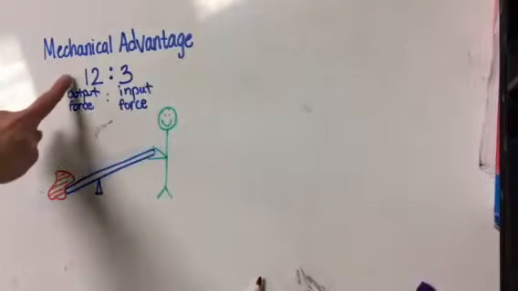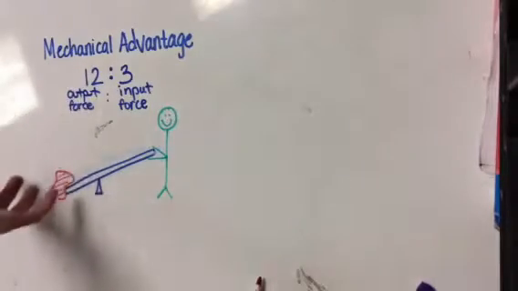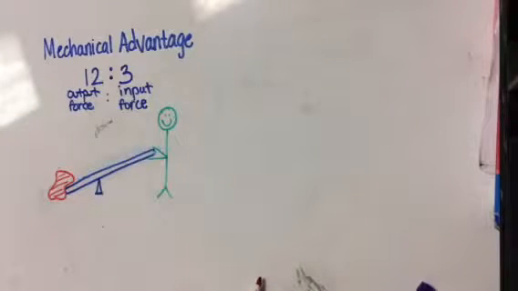The mechanical advantage of this machine is stated as 12:3, which lets us know that for every 12 pounds that we want to get out or that we want to lift, we need to put in 3 pounds of our own force to cause that to happen.